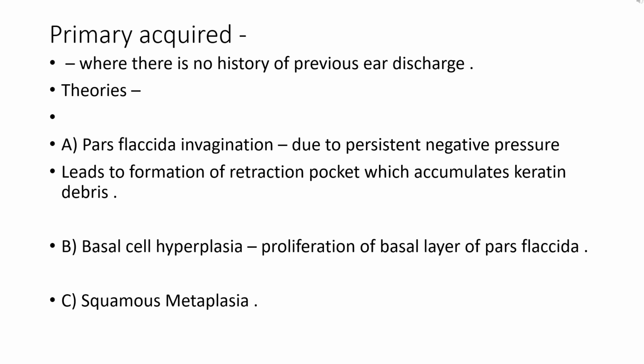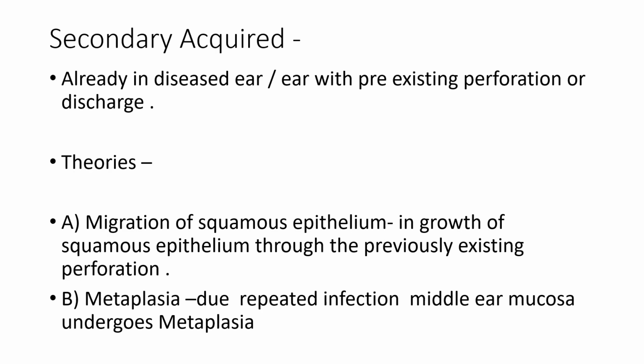Second is the basal cell hyperplasia theory. In this, there will be proliferation of the basal cell layer of pars flaccida that will lead to the formation of cholesteatoma. Third is squamous metaplasia. So that was all about primary acquired cholesteatoma and its important theories.